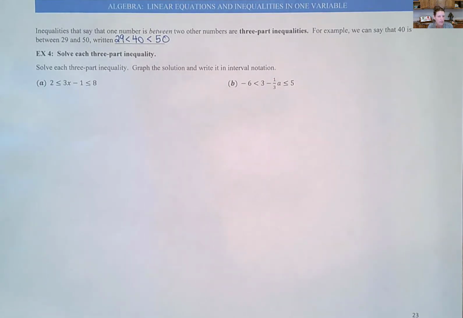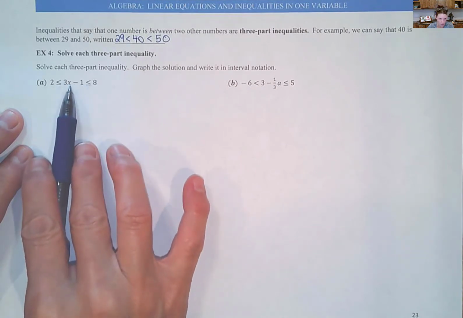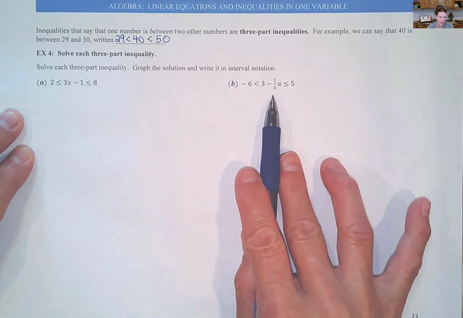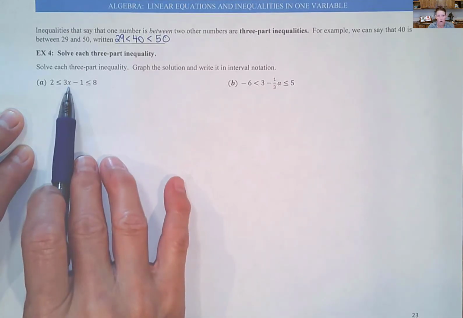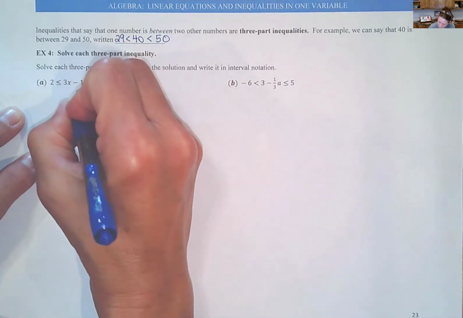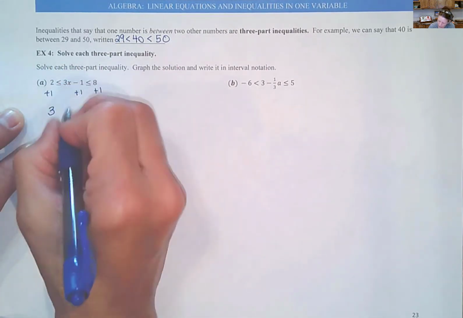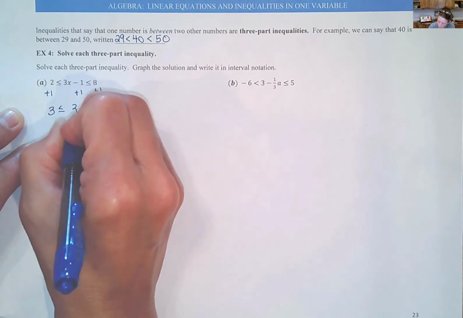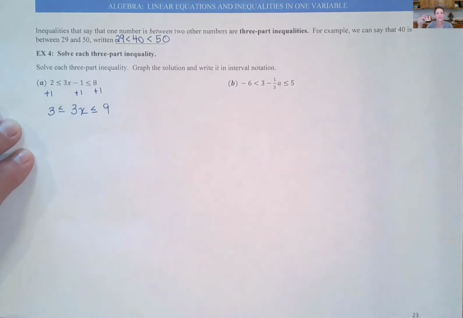Now, as we solve 3-part inequalities, when you're presented with them, your variable expression will be in the middle. Notice that's the case with both parts A and B. And we're going to isolate that variable in the middle using our properties of inequality with all three parts. Okay, so in the middle we see 3x minus 1. Let's add 1 to each of these parts and rewrite this inequality as 3 is less than or equal to 3x, which is less than or equal to 9. So do the same thing to all three pieces to keep this balanced.